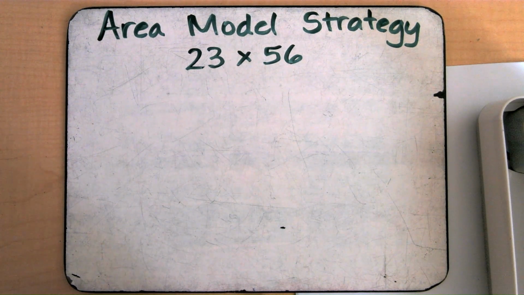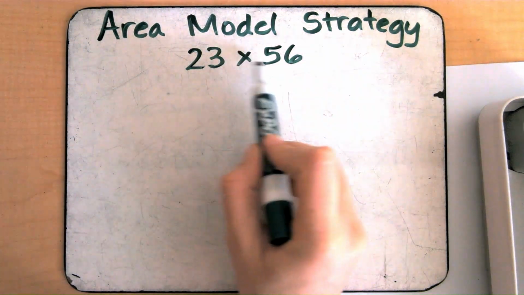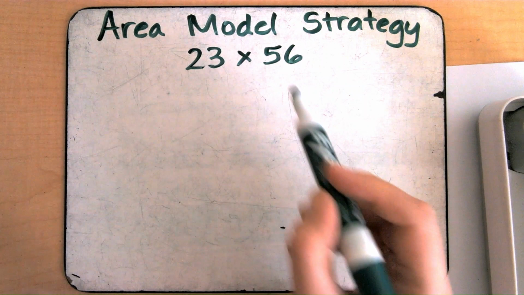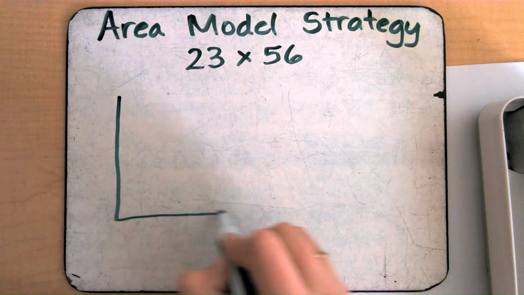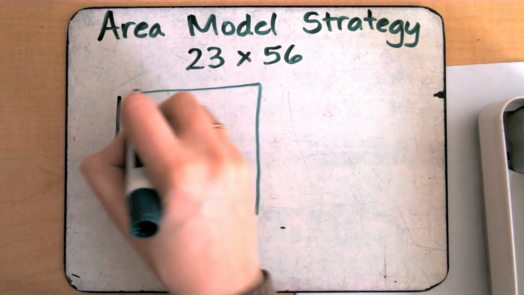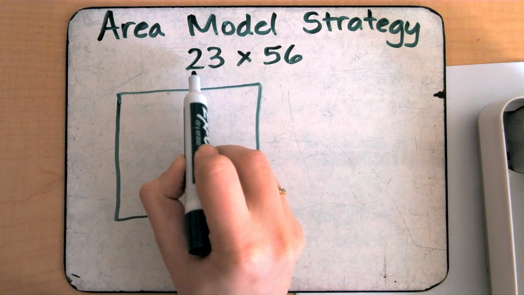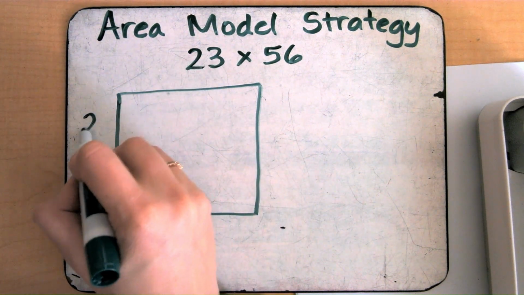Next is the area model strategy for a 2-digit factor times a 2-digit factor. So 23 times 56. This box looks a little bit different. It's more square in shape. And the reason for that is because we have 2 digits going down the side. So we're going to use place value again. We're going to have a 20 and a 3 going down the side.